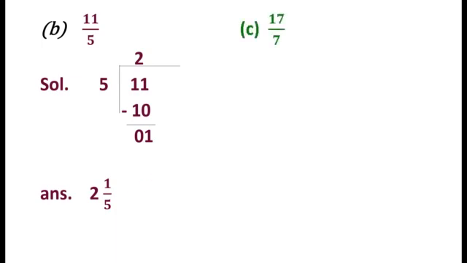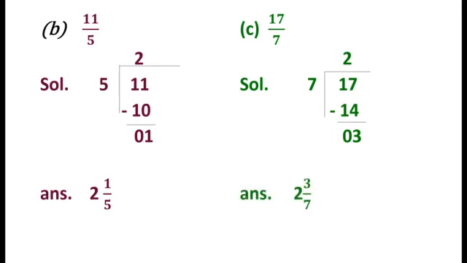Let's see one more question also, children. 17 by 7. So you see here 17 when divided by 7, we get the quotient as 2, and 7 2s are 14, so 17 minus 14 is 3, so the remainder coming here is 3. So how to write this in mixed fraction? We will write it as 2 3 by 7. 2 will be the whole part as it is a quotient, and 3 is a remainder, so it will come at numerator, and 7 is a divisor, so it will come at denominator. So the mixed fraction is 2 3 by 7.